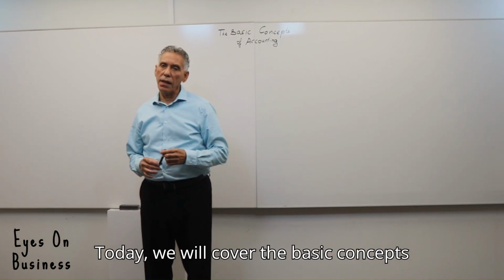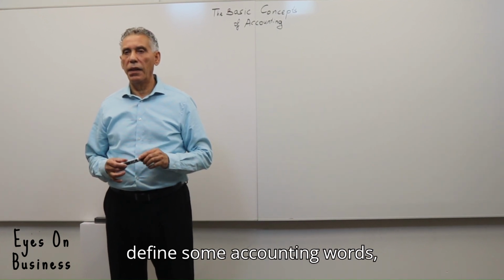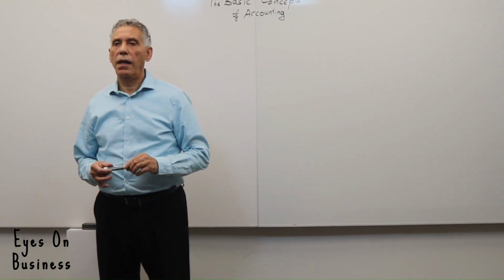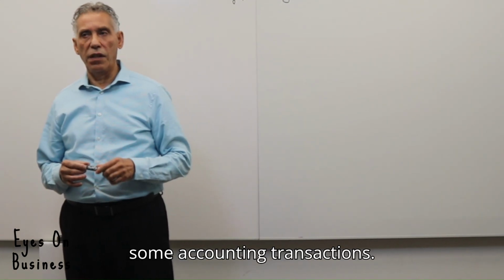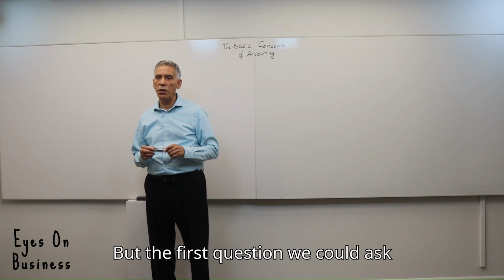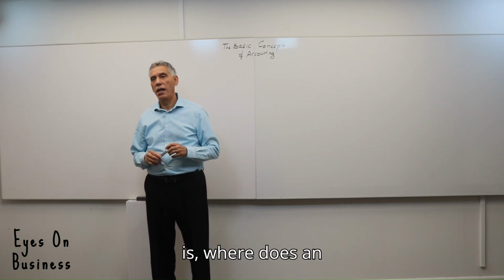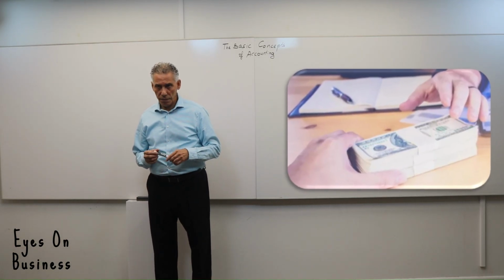Cover the basic concept of accounting. I'm going to define some accounting words, and then we are going to practice some accounting transactions. But the first question we could ask is, where does an organization get the money from?